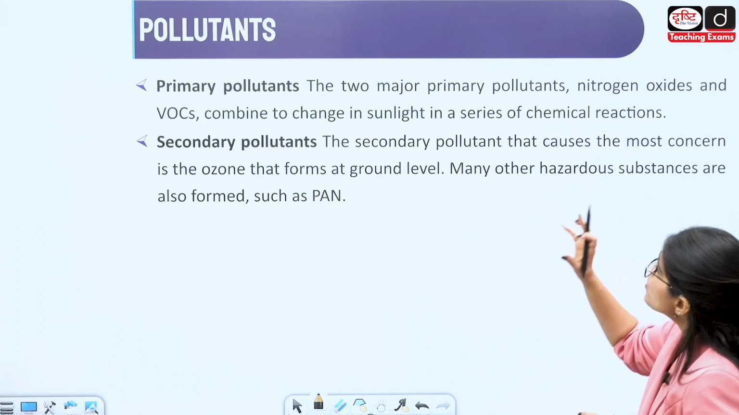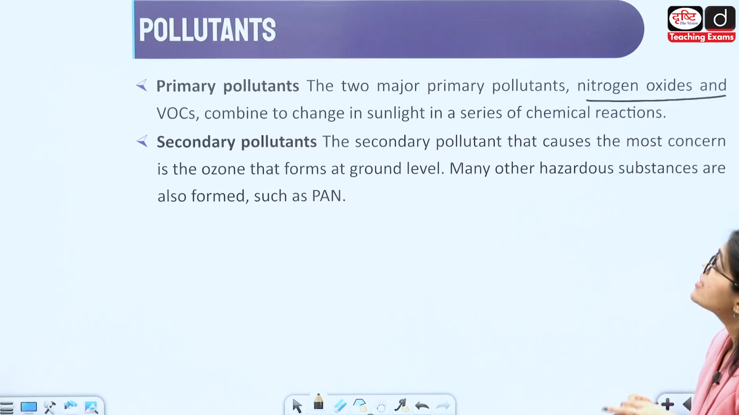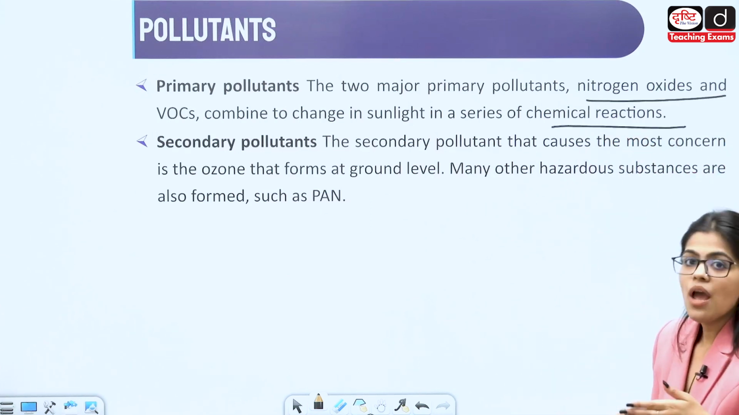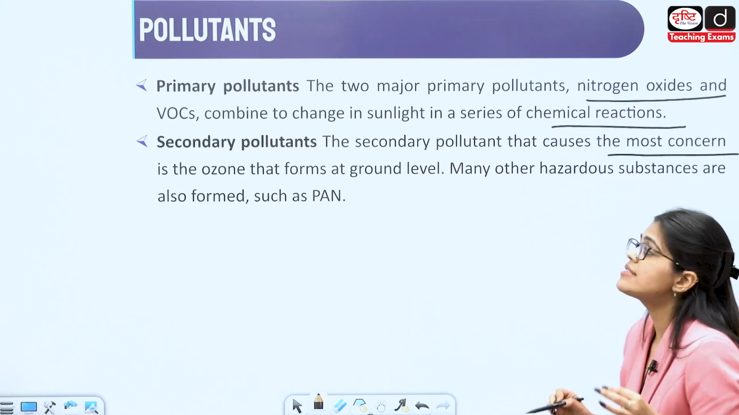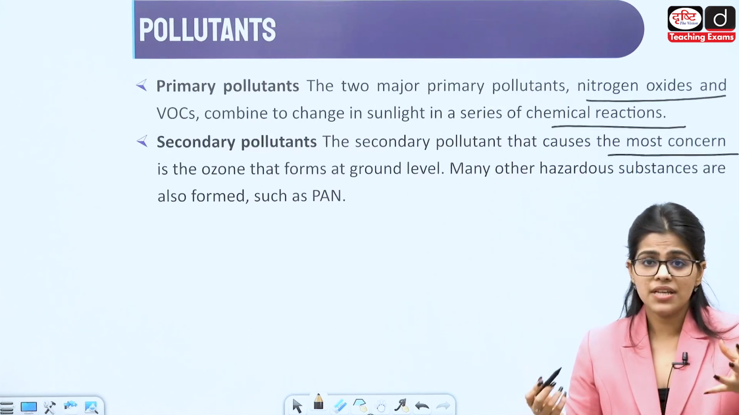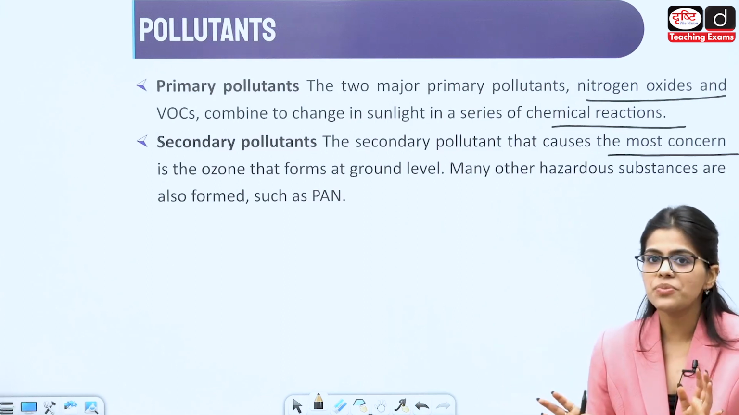Primary pollutants. Two major primary pollutants are nitrogen oxides and VOCs that combine to change in sunlight in a series of chemical reactions. What are secondary pollutants? The secondary pollutant that causes the most concern is ozone, that is O3. Now, of course, there is good ozone and there is bad ozone. So you have to distinguish between that.